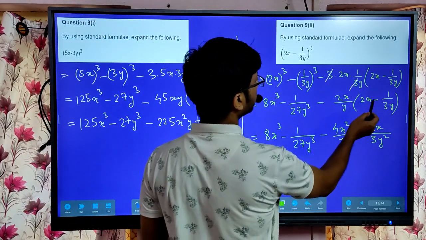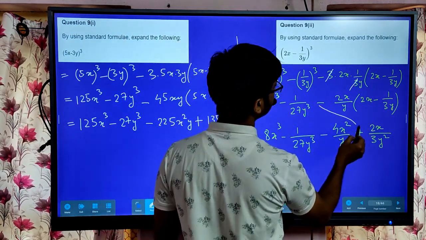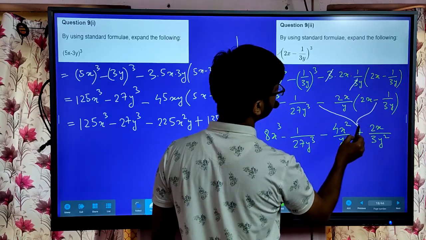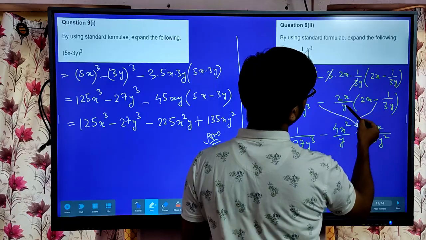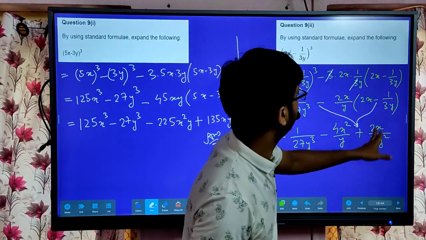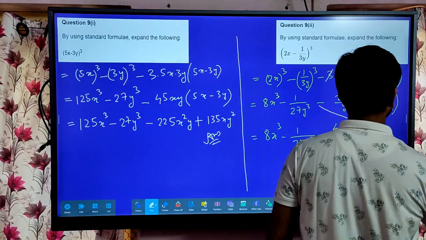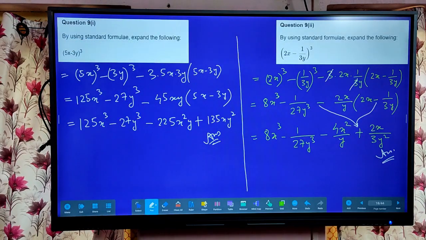This minus and minus will make it plus. You see? This minus and this minus will make this plus. So, it is 2x by y into 1 by 3. So 2x by 3y square. So this will be your answer. You note it down. This will be your answer.